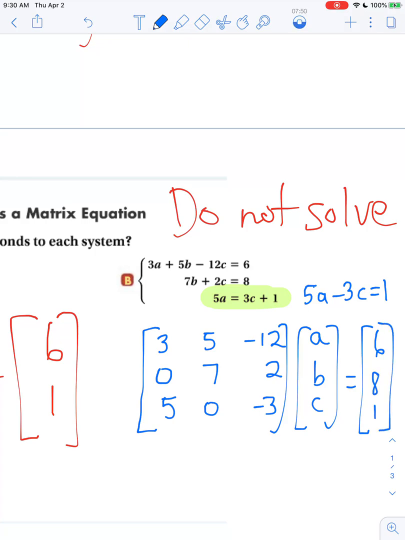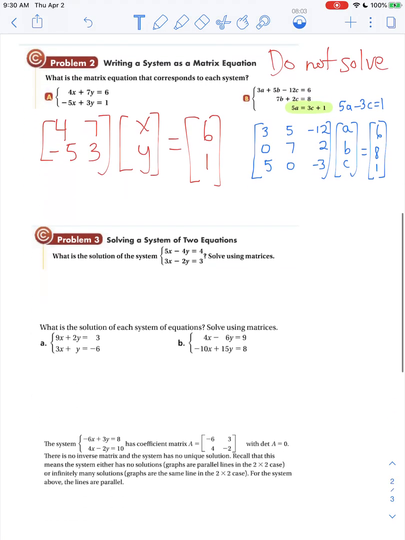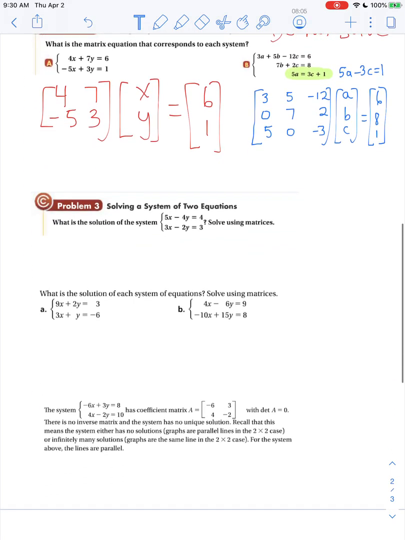So all I wanted you to do here is just to be able to write it. So I am going to ask you to write matrix equations. Okay, I will ask you to do that. So let's look at problem 3. It says, what is the solution? And again, it says using matrices. So if you write just an answer down, you didn't show me that you used matrices.